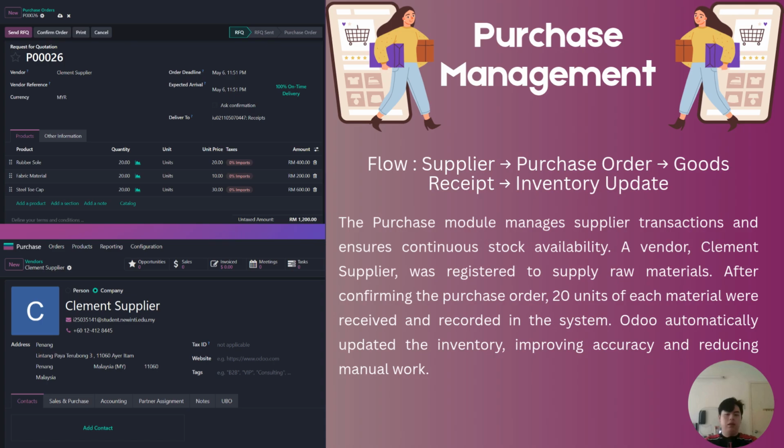Next, the purchase module in Odoo ERP is primarily used to control supplier transactions and to maintain an appropriate level of inventory when the current stock of a material is very low. For this project, a vendor named Clement Supplier is registered in the system for providing the raw materials necessary during the manufacturing of safety shoes, including rubber sole, fabric material, and steel toe cap.